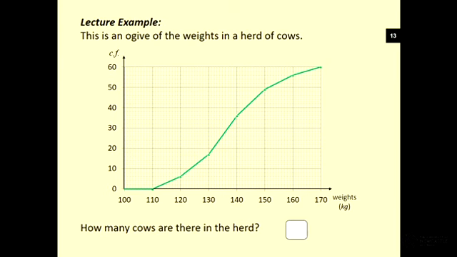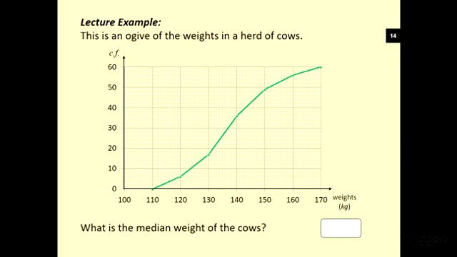So let's do an example here. We're just going to go through a few of the things we just did. Here's an ogive of the weights in a herd of cows. How many cows are there in the herd? Yep, we can line this 60 here. Absolutely, 60, because it did go up. It's a cumulative frequency. It went up to 60.